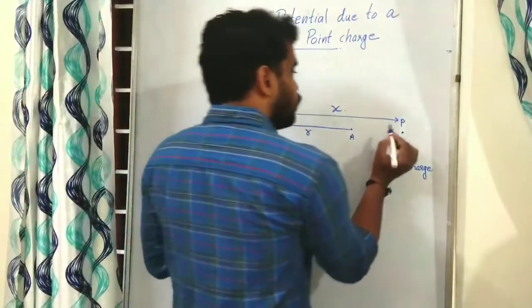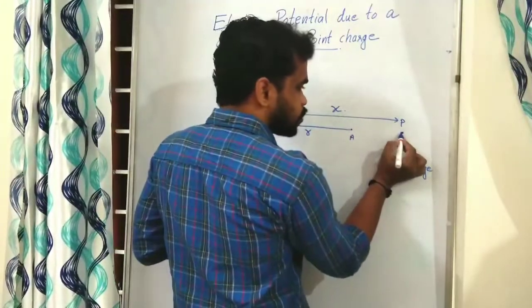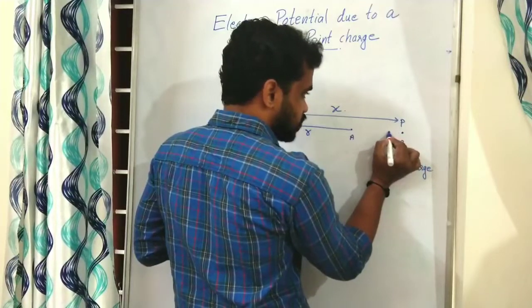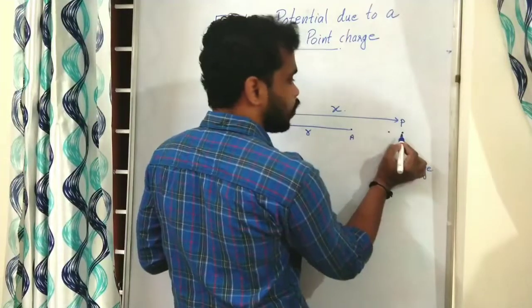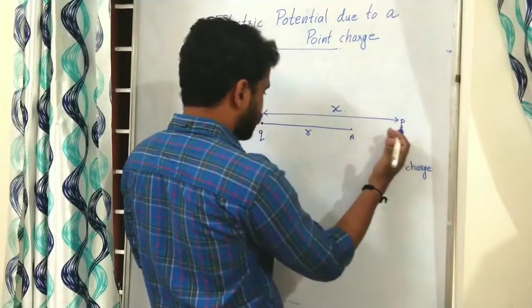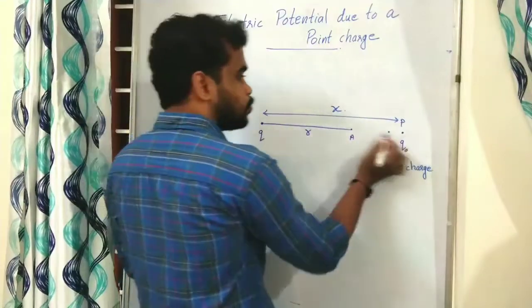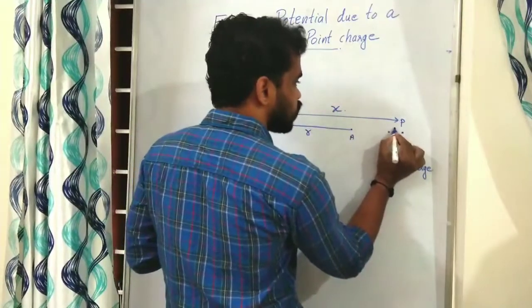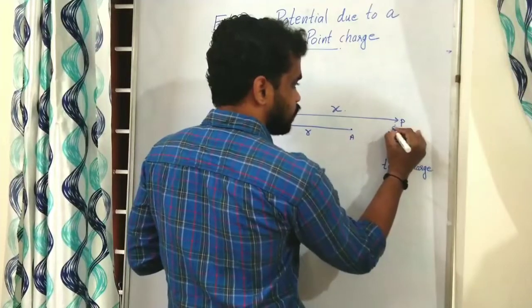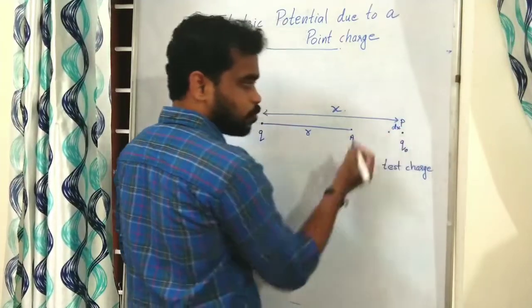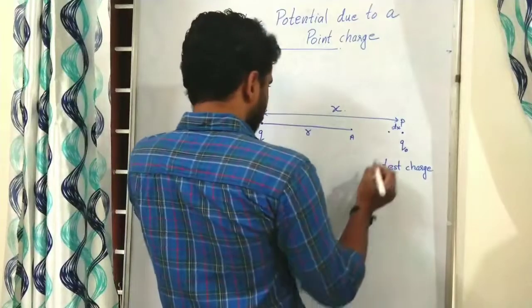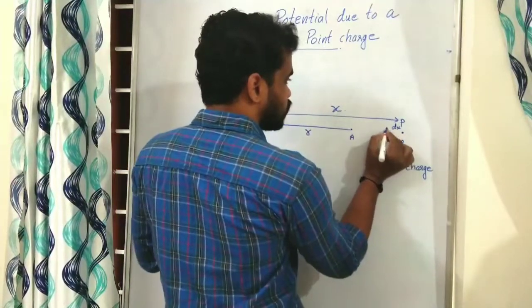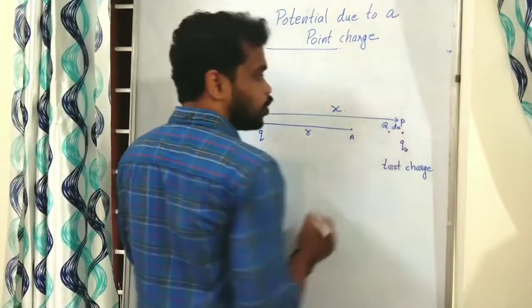Then I move this charge Q0 a very small distance, and it comes to another point. I move the charge Q0 towards the charge Q. It moves a very small distance known as dx. Then it comes to another point, which we can name as Q.